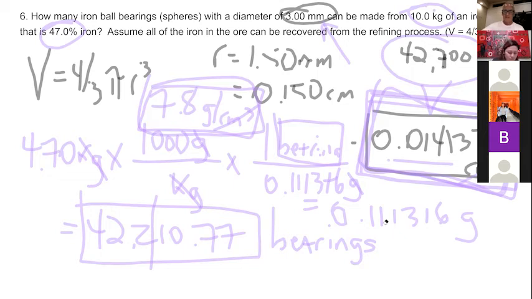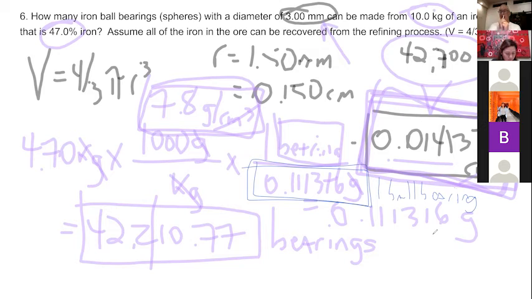And that's this number down here, 0.111316. So that's the mass of one ball bearing. Yeah, my handwriting is atrocious. But that's the mass of one ball bearing.